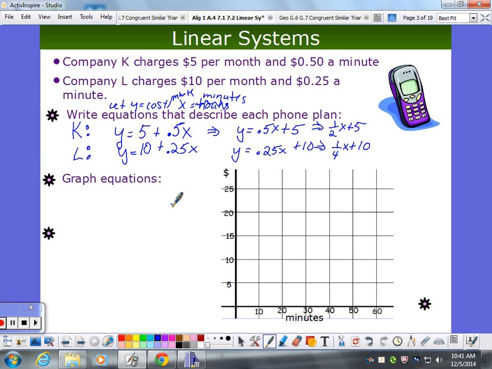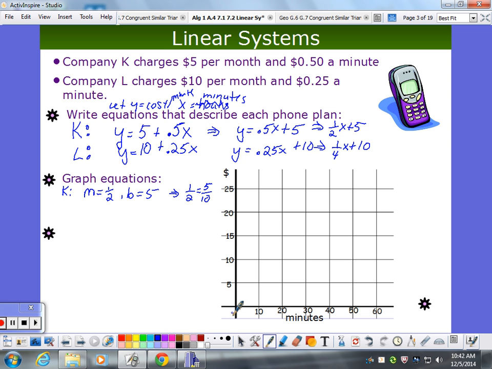Let me think now how to graph this. For the first one, company K, m equals a half, and b equals 5. Here's a little sneaky thing that might help us. Is 1/2 the same as 5 tenths? Yeah. So you remember what I was saying, reduce, reduce, reduce? I'm actually going the other way now, because 1/2 looked hard to graph, but I think I can do 5 tenths.